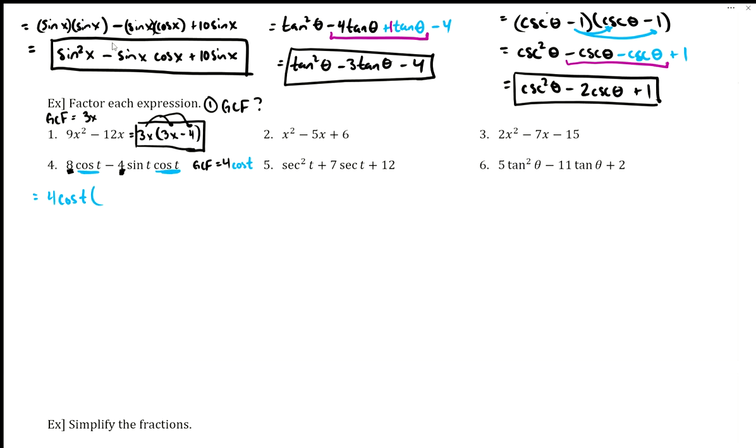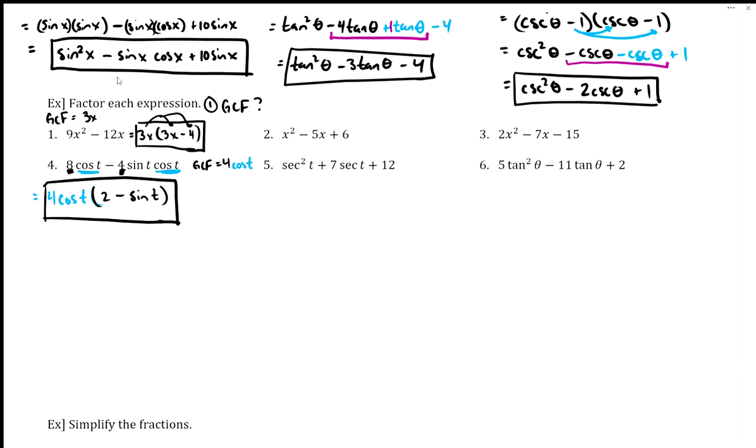And then again, just like above, it's going to match the style. Well, 4 times 2 would be 8, and then cosine of t would match it. Okay, so that's the first term inside the parentheses. Minus, okay, so we took the 4 out all the way. We took cosine of t out all the way. We're left with a sine of t. There we go. That's it. Okay, so that's how we factored it.